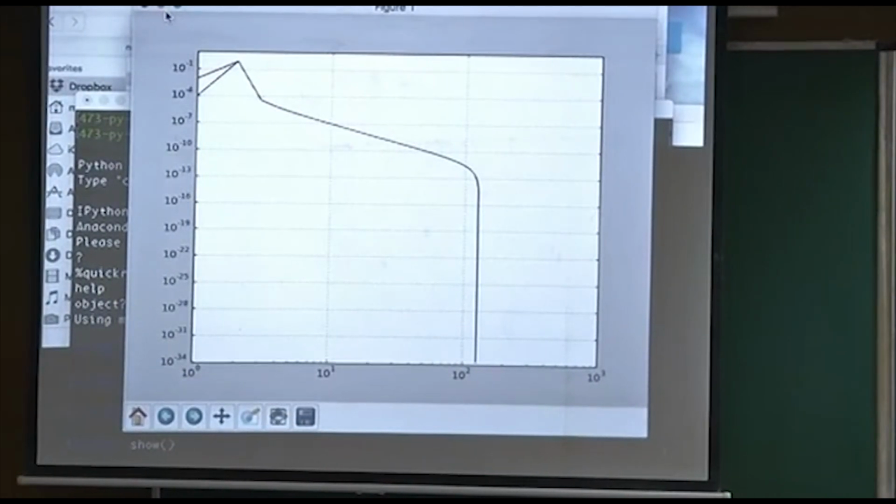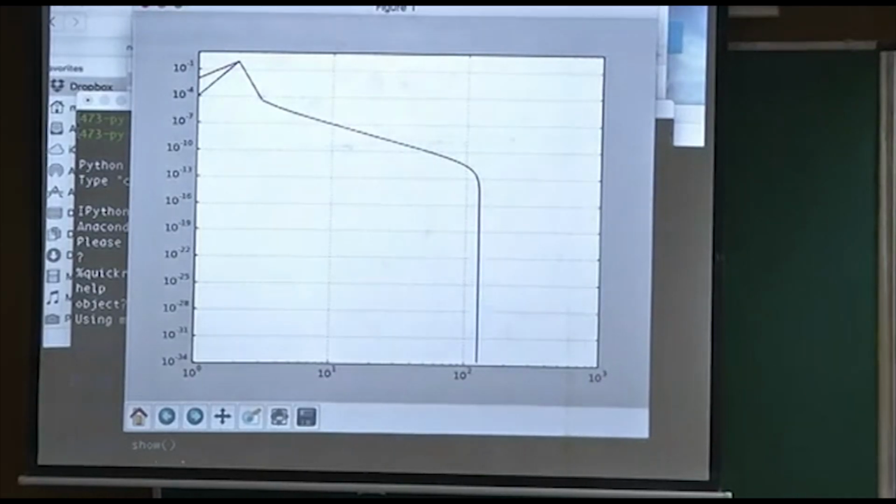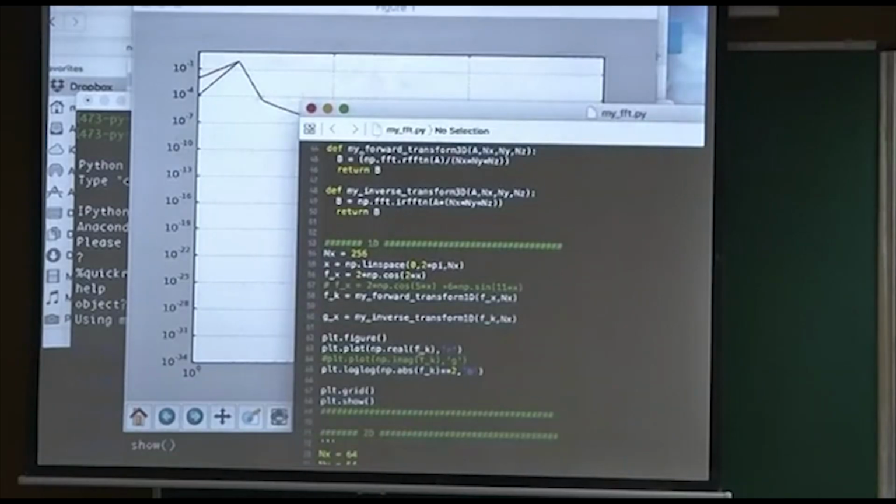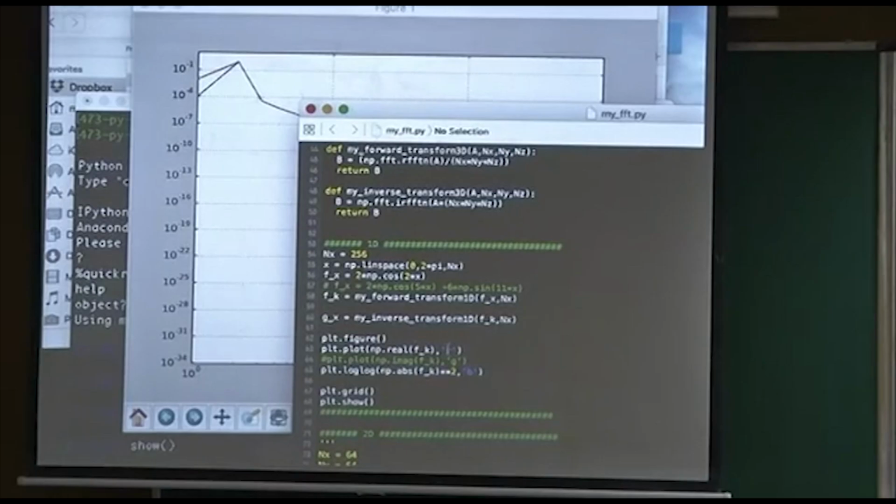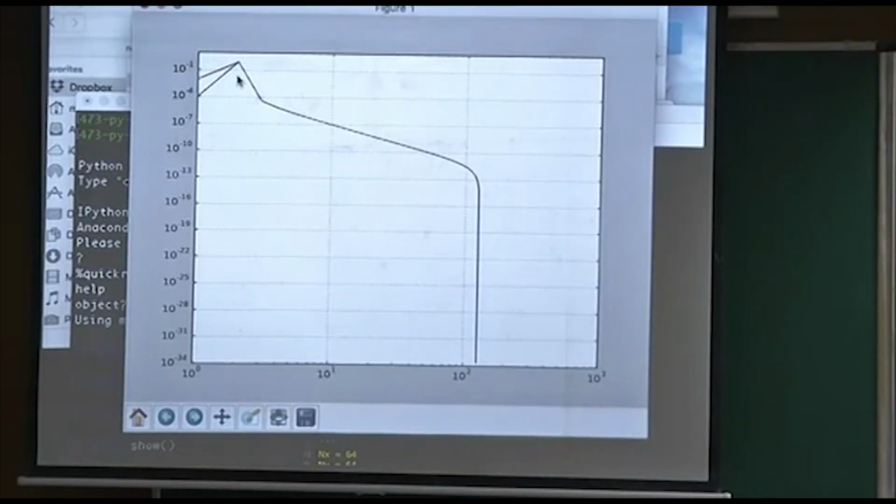Now you have to see this carefully. It is in a log plot. There are two colors. Let us just look at the code. Red is the amplitude of the real part of the function, f_k, and the energy is blue. So, these are the numbers I got.